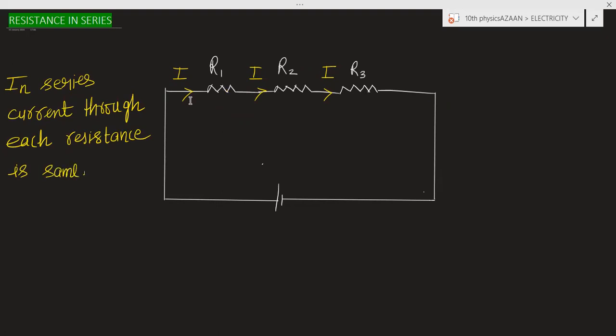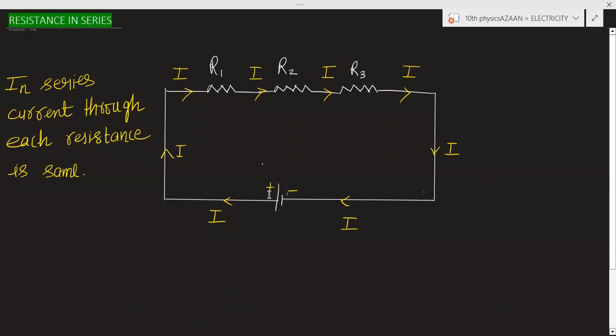Why is the current the same? Because the wire is the same. You can see here, the current will be I, here the current will be I, here the current will be I. So current will be like this in the circuit. This is the positive terminal, negative terminal. Current is flowing from the positive terminal, and this is the same current through each.